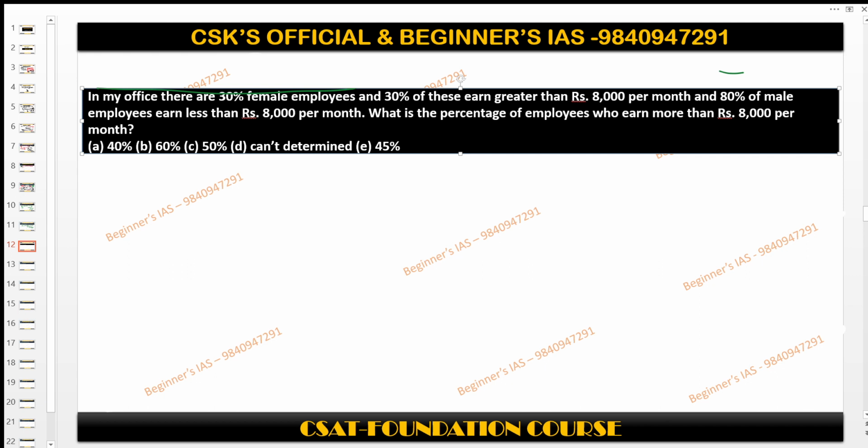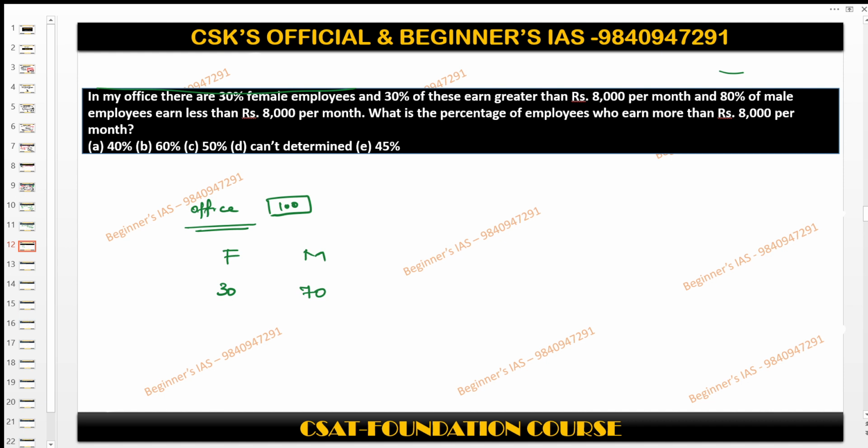Sir, if 30% are female employees, then 70% will be male employees. So in my office, there are 30% female employees. So let us take an office with female employees and male employees. Let us take the total as 100. 30% female employees are there, 70% male. Okay, fine.